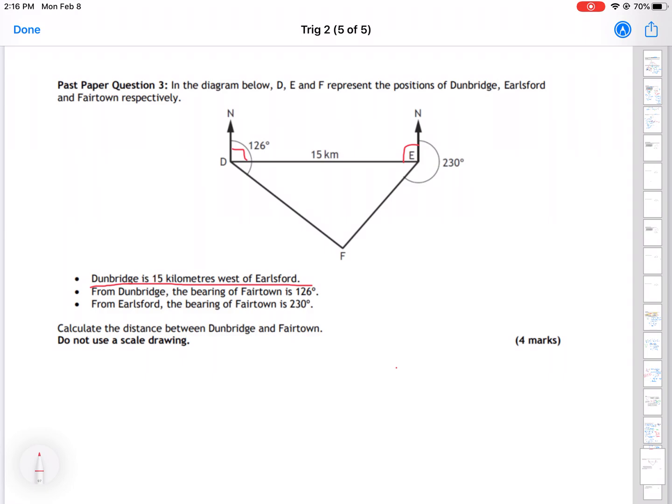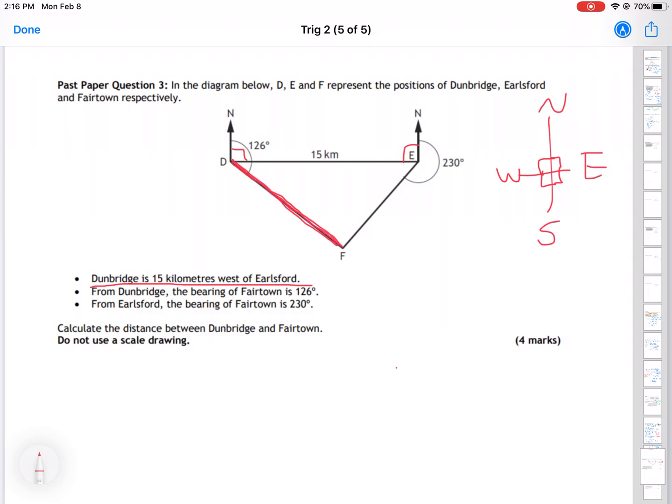We know that because our compass diagram goes north, east, south, west with right angles in between each of those. So if it's directly west or east, it is on a right angle with it. So that's going to help us out quite a lot when it comes to completing the question. So we want to calculate the distance between Dunbridge and Fairtown. So between D and F is that line there.